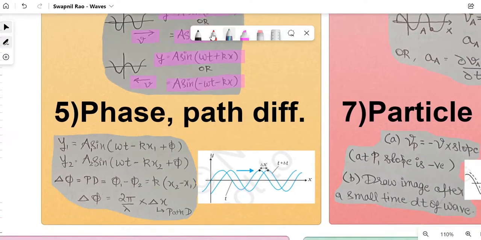Next one will be phase and path difference. As you can see in this diagram, there are two waves, wave number 1 this one, and wave number 2 is this one. I've written the equation. Let's say wave number 1 has y1 is equal to a sine omega t minus kx1 plus phi as its equation, and let's say wave number 2 has equation y2 is equal to a sine omega t minus kx2 plus phi. In this case, if you want to know what the phase difference is, then it is delta phi.